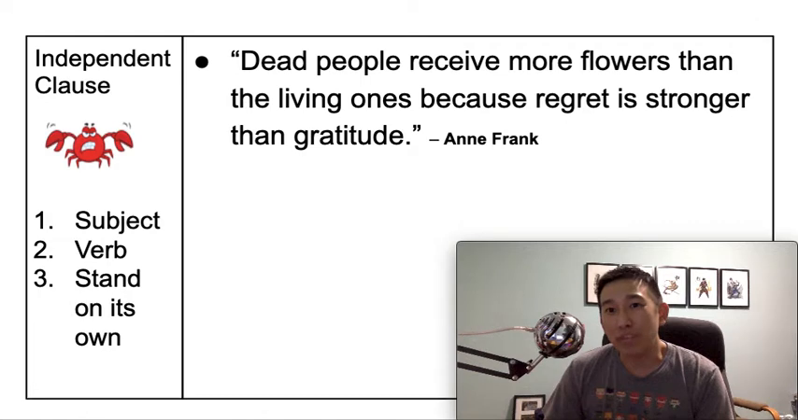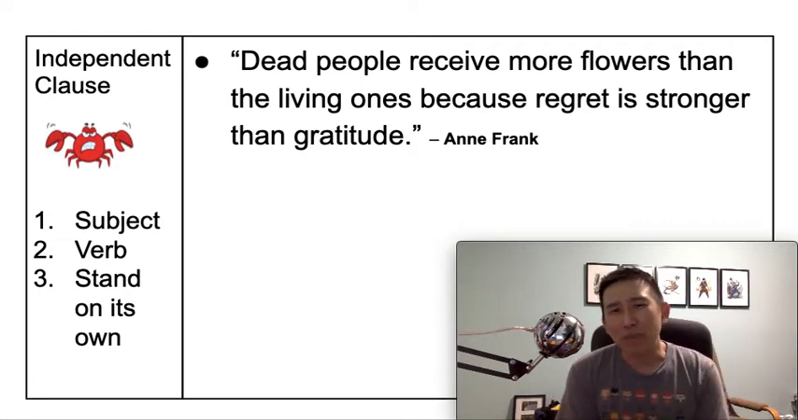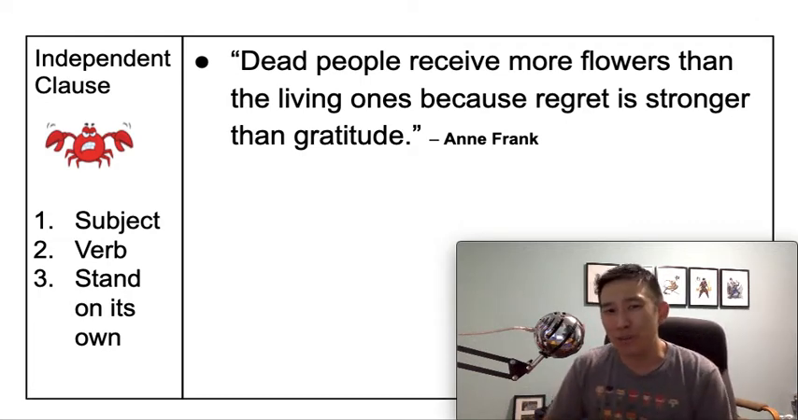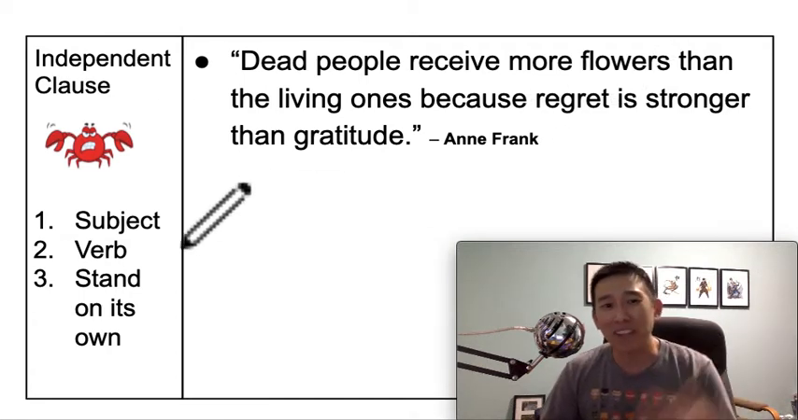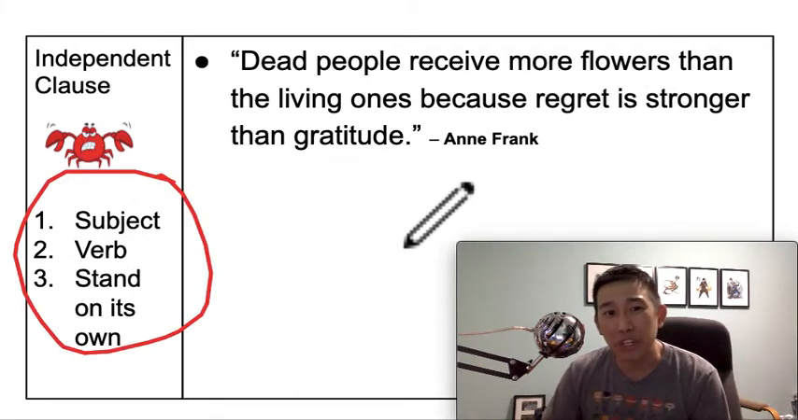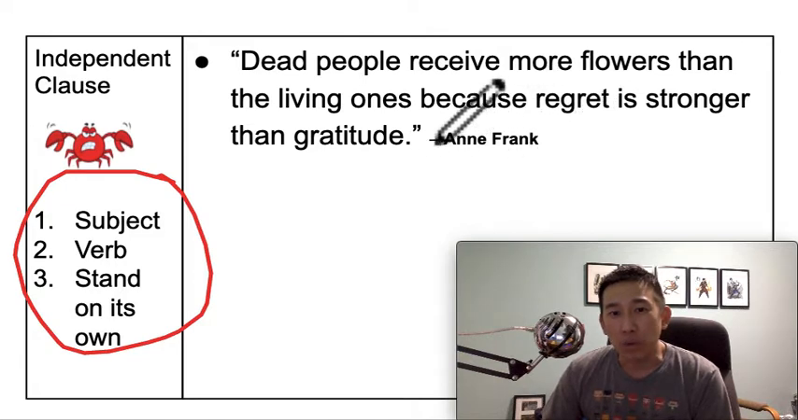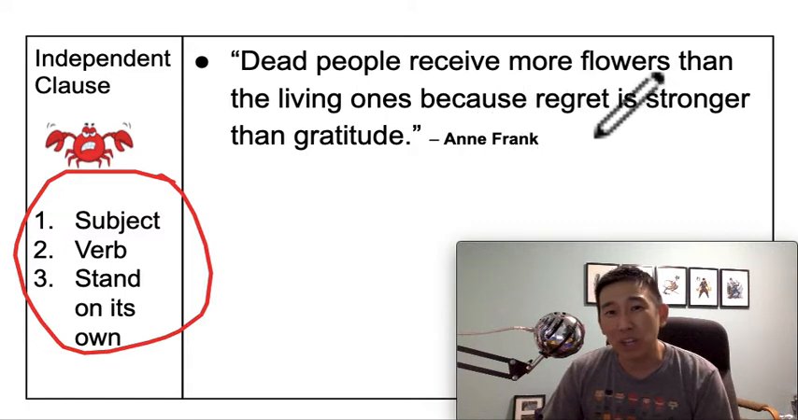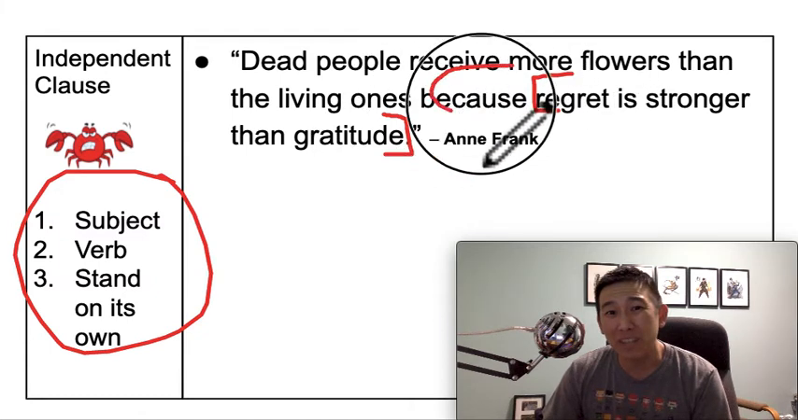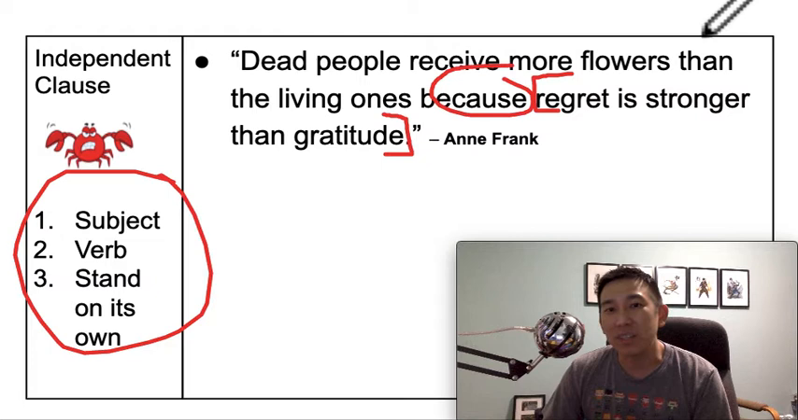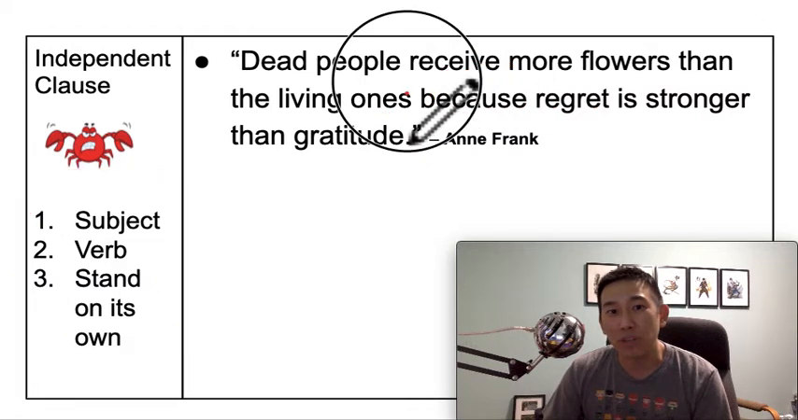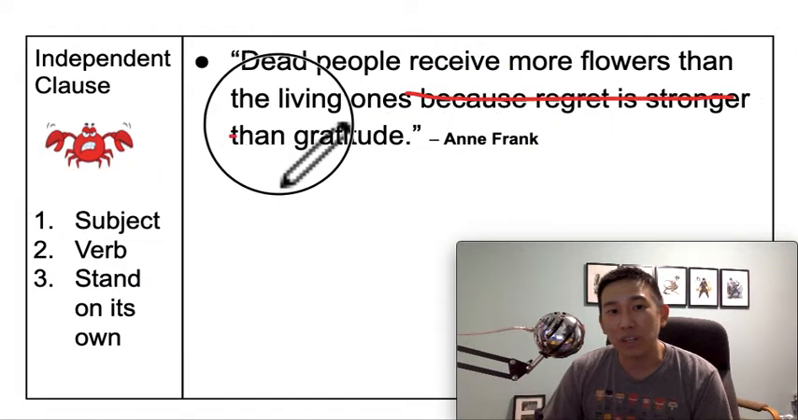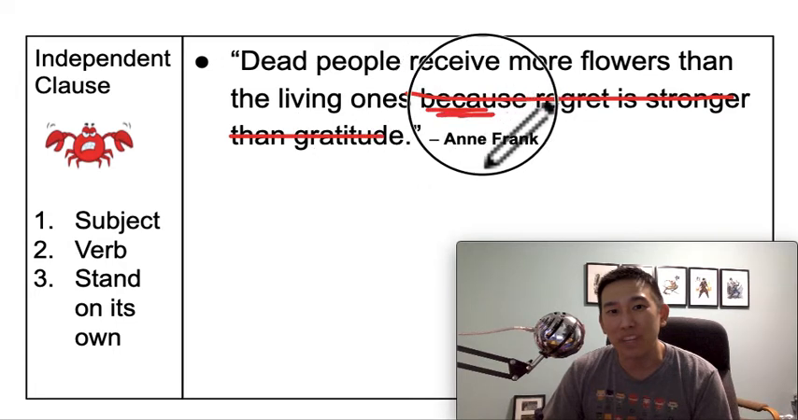One of my favorite quotations by Anne Frank here is, dead people receive more flowers than living ones because regret is stronger than gratitude. You know, we can run our same analysis using these 3 very simple rules over here. You'll notice that the word because is triggering that previous slide about that's not going to be an independent clause. So in theory, regret is stronger than gratitude is an independent clause, but because we have the word because in front of it, none of this is going to be an independent clause. It's actually our subordinate clause. So none of this is an independent clause because we've got that keyword because in front of it.